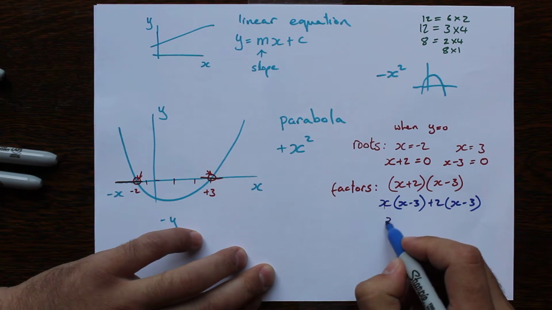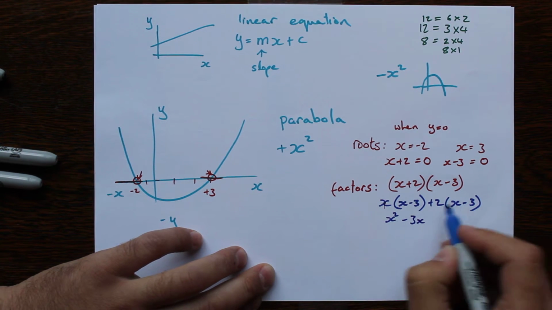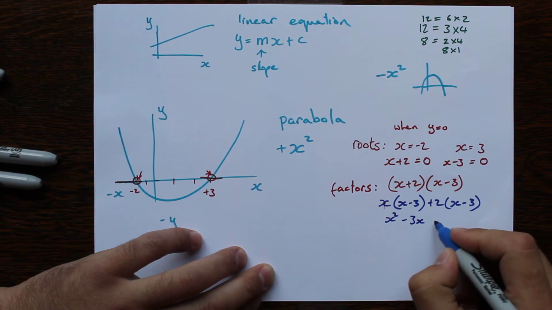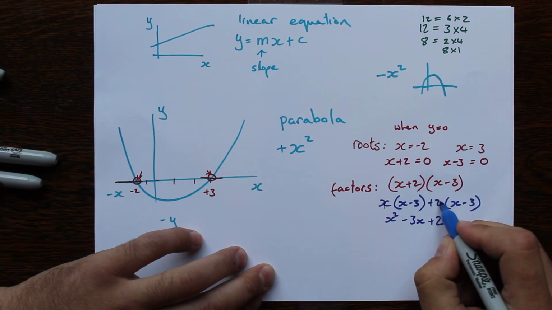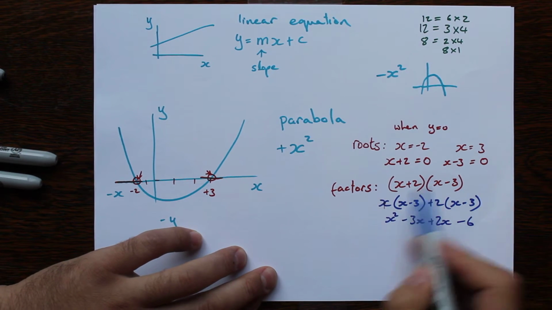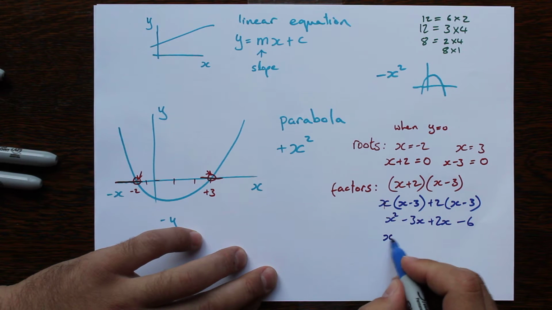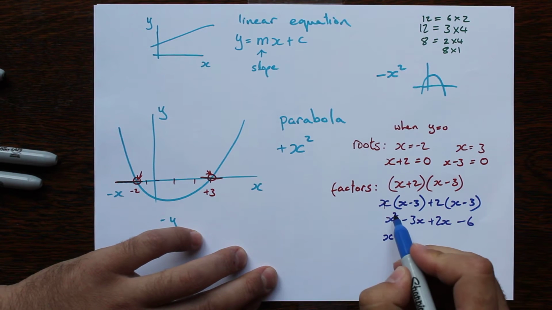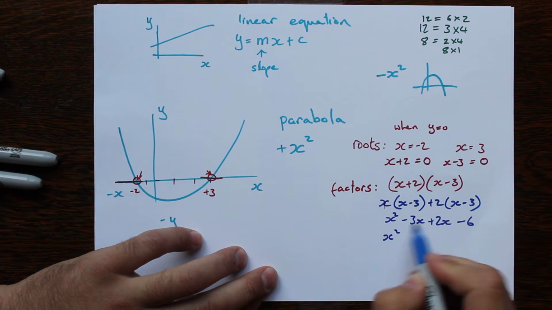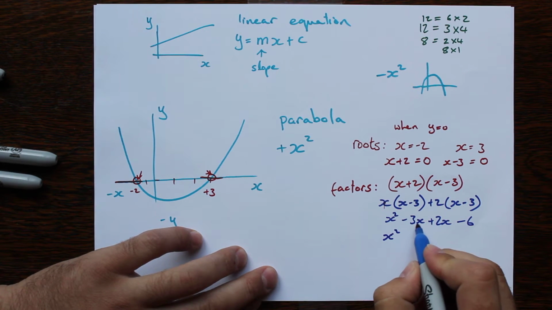x by x is going to be x squared. x by minus 3 is minus 3x. Plus 2 by x is plus 2x. And plus 2 by minus 3 gives us minus 6. Okay, that's brilliant. We've got the highest power of x squared, and there are no more of those, so that by itself is as simple as we can make that. Now this is different.